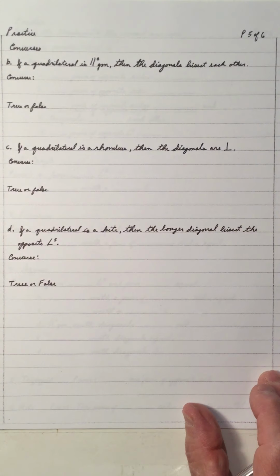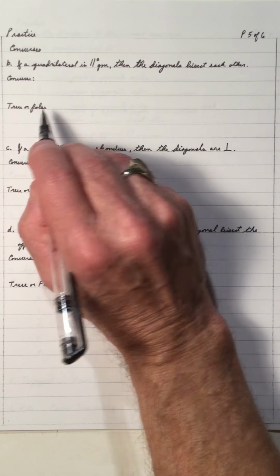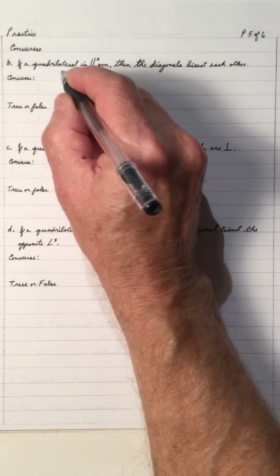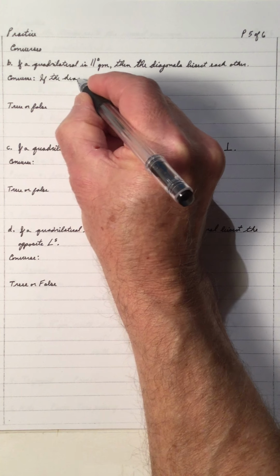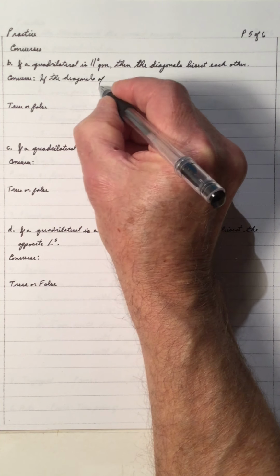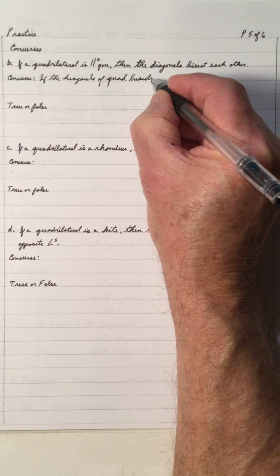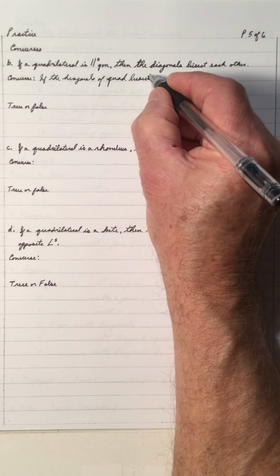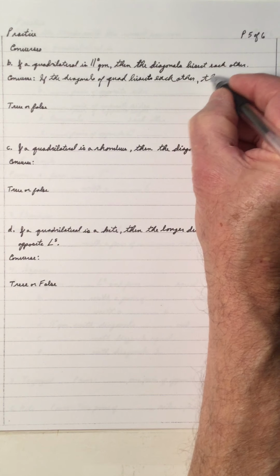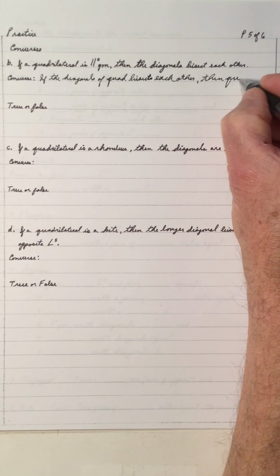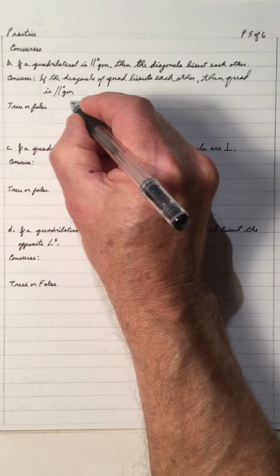Let's continue. Converse again. If a quadrilateral is a parallelogram, then the diagonals bisect each other. So if the diagonals of a quadrilateral bisect each other, then the quadrilateral is a parallelogram, and that's true.